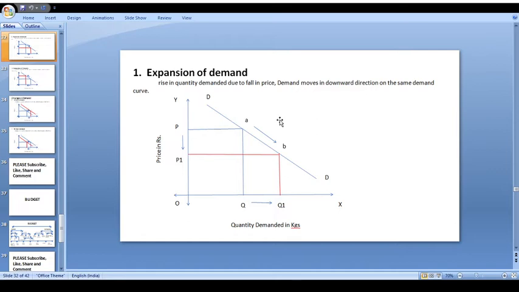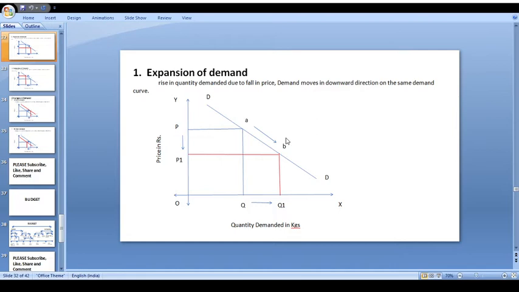As shown in figure, DD is the demand curve. A downward movement on the same demand curve from point A to point B indicates an expansion of demand. Quantity demanded moves from Q to Q1 when price decreases from P to P1, and the point moves from A to point B. This is expansion of demand.